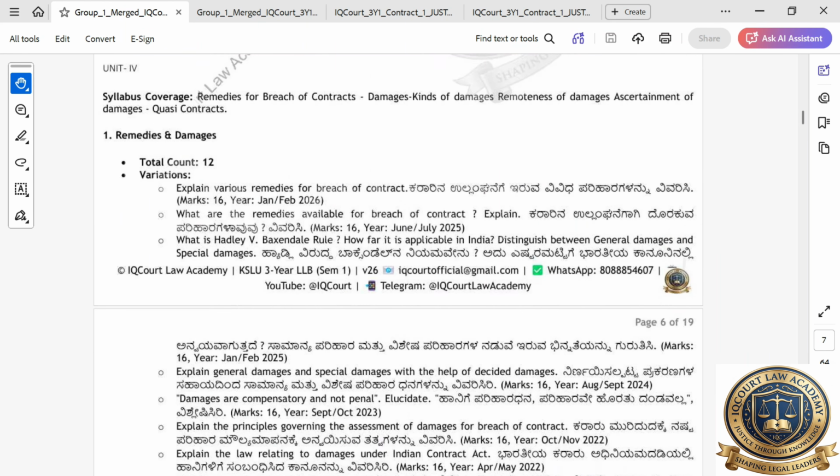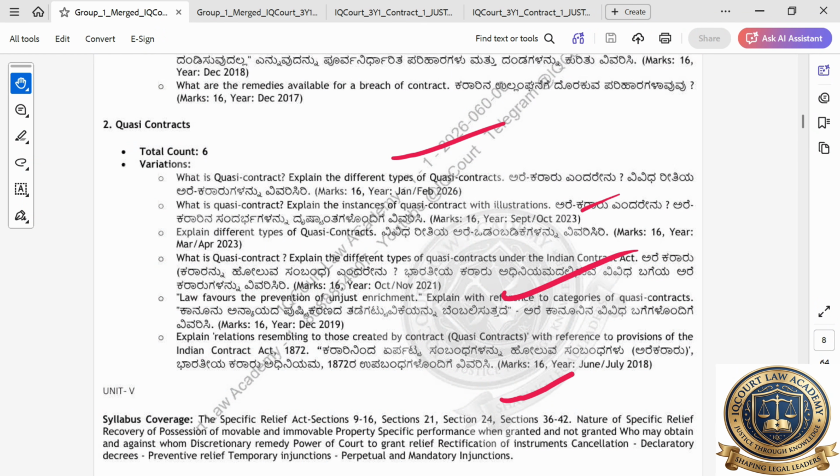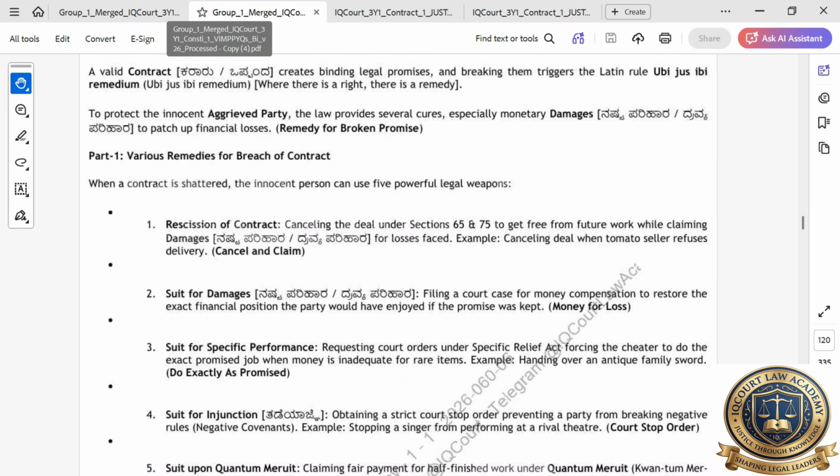Only 2 questions are important. They may ask differently. Don't skip these. Don't take it as 50%, take it as 100, 200%. These questions are very, very important. Okay, then we'll go to the 4th unit, breach of contract.